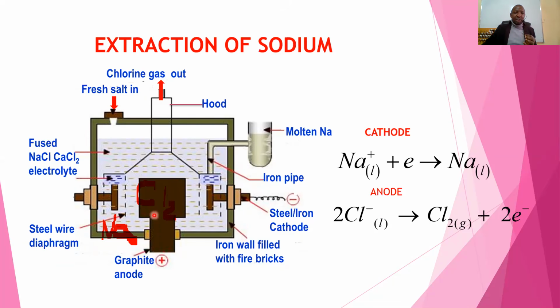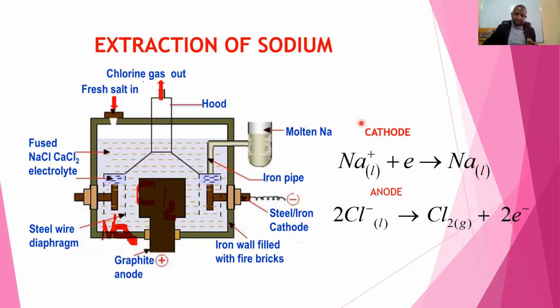We have the anode, with chlorine forming there, and we have the sodium here. So the sodium and chlorine, which are the products of electrolysis, are prevented from coming into contact, in which case they would react violently. As a result, we remember here in the cathode, we also have calcium ions there. So the calcium ions will also move to the cathode. But only sodium is being discharged here.